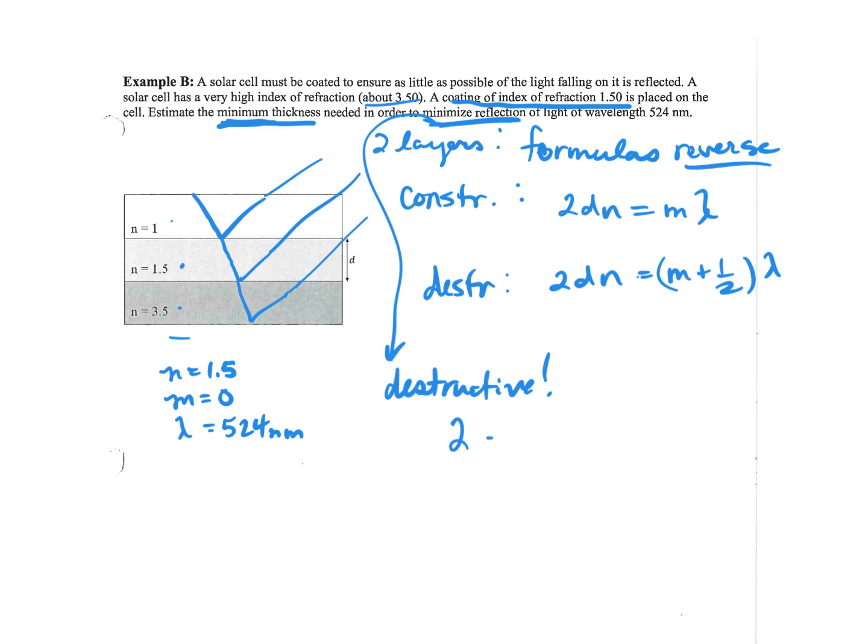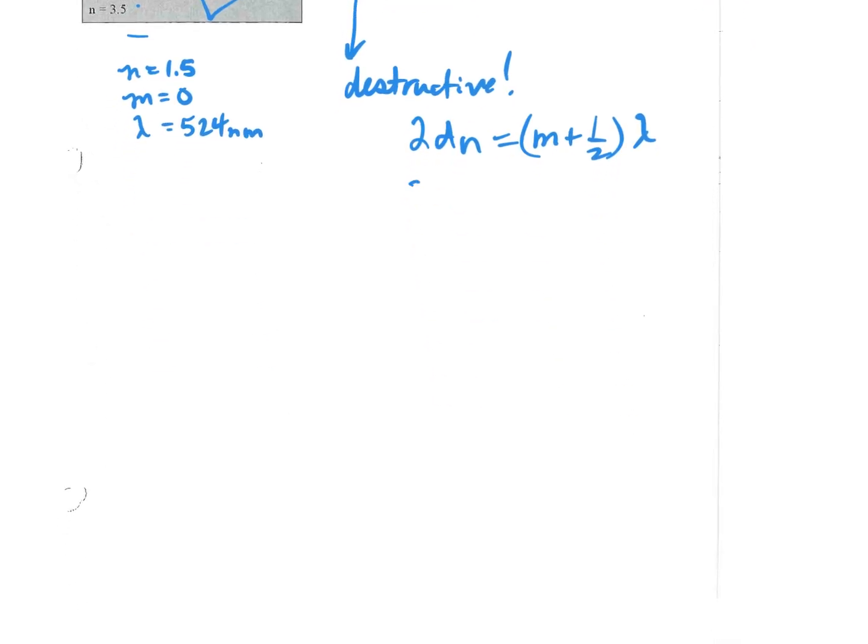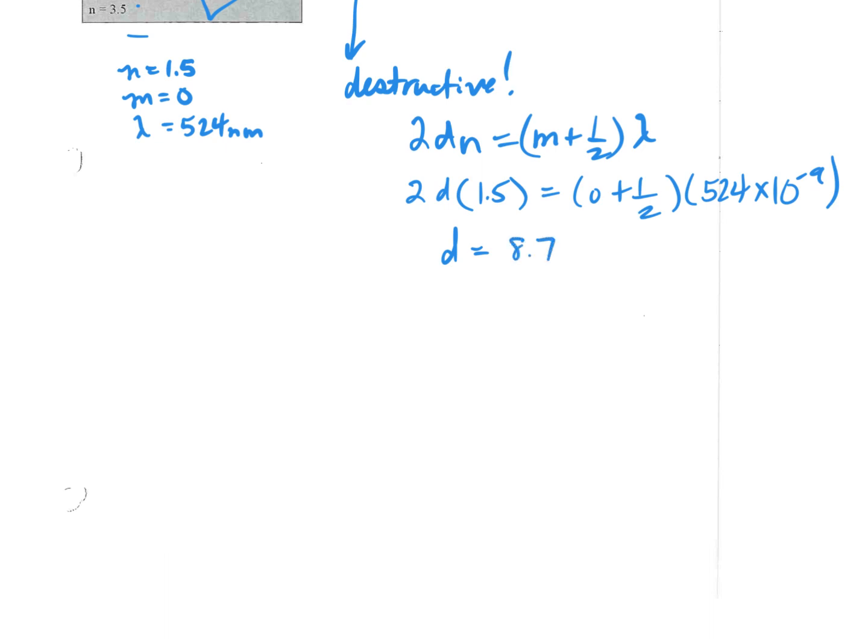So we're again using 2dn equals m plus 1/2 times lambda. Let's fill everything in except d: 2d times 1.5 equals 0 plus 1/2 times 524 times 10 to the negative 9th. So d ends up being about 8.7 times 10 to the negative 8 meters, which is approximately 87 nanometers thick.